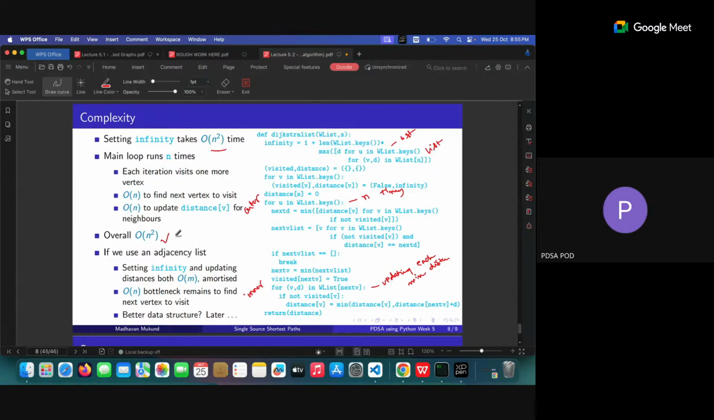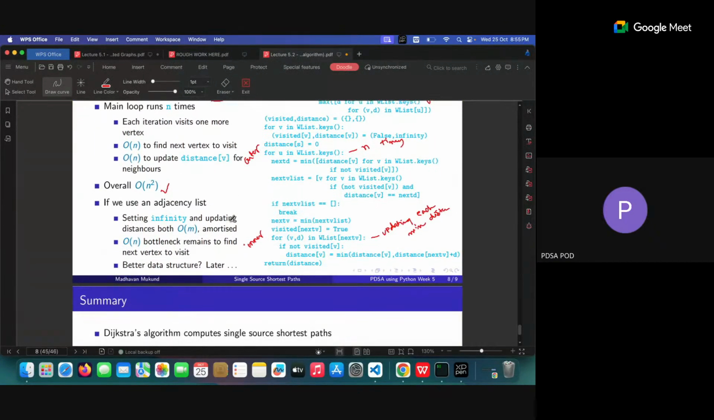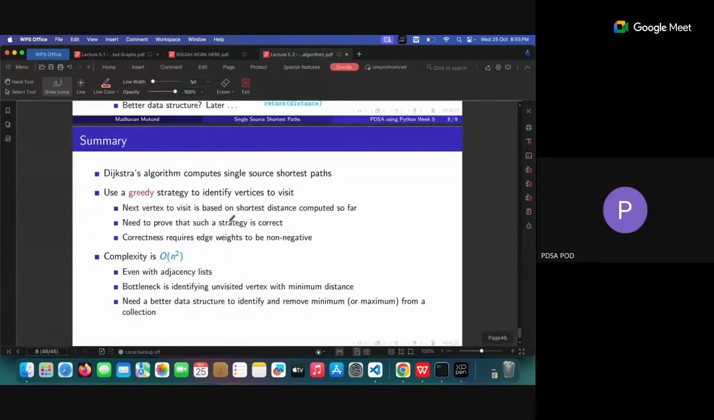And the overall complexity we can consider to be n square, because the highest complexity is considered whenever you have an algorithm. Using list comprehension is less than n square, but it takes n square in the ideal case. So this is Dijkstra's algorithm. And remember, it is a greedy approach.